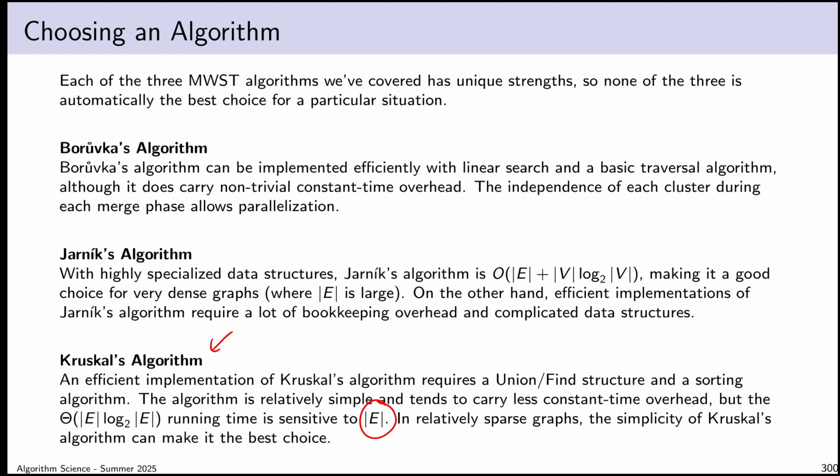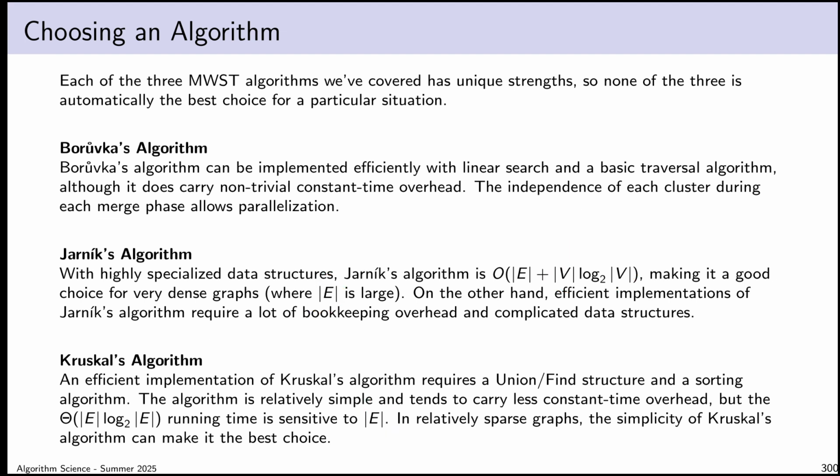On the other hand, Jarník's algorithm, especially if you use really specialized data structures like Fibonacci heaps, you can get the running time down to this. So V log V plus E. So linear in the number of edges plus V log V, which means if your graphs are very dense, so E is large, maybe Jarník's algorithm is a better choice because you don't have the same dependency on the number of edges that you have in Kruskal's algorithm.